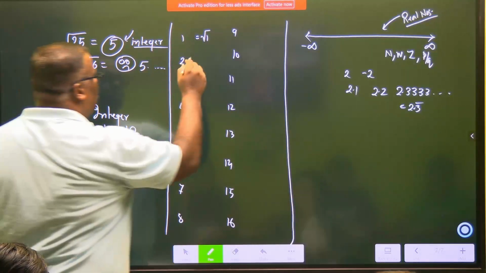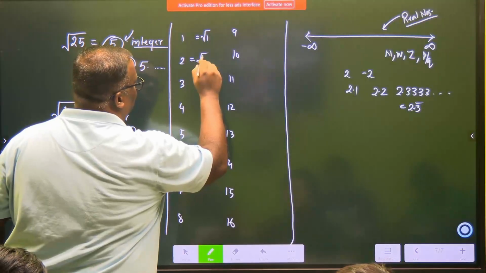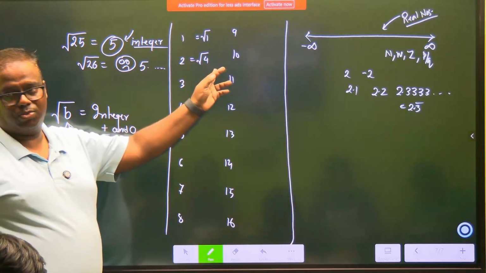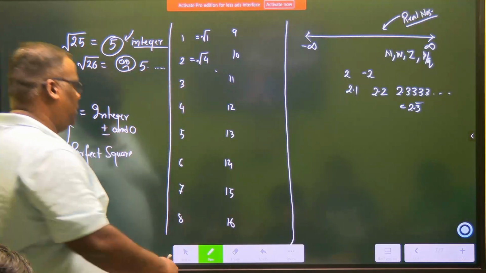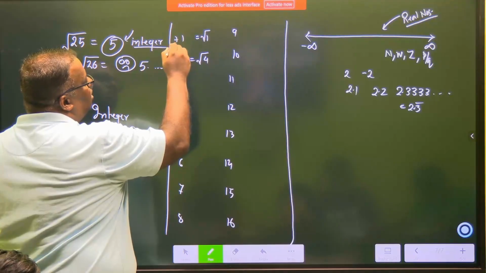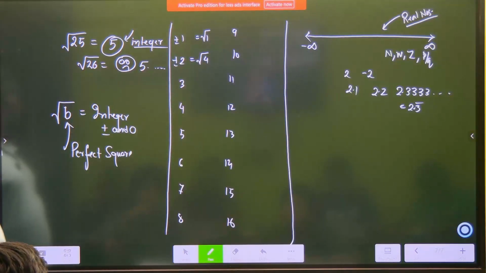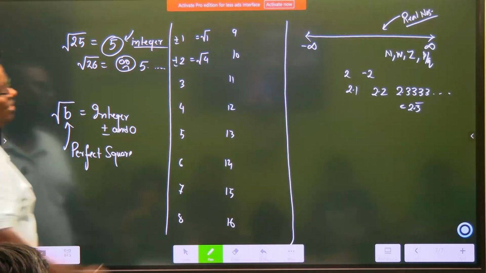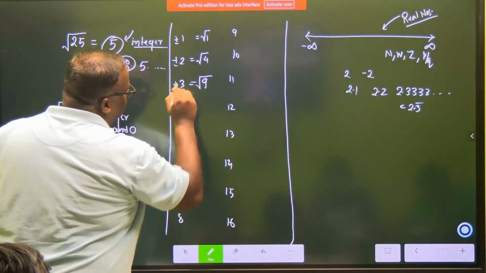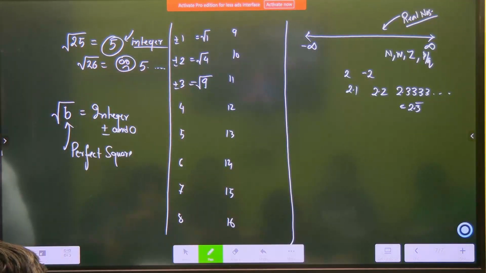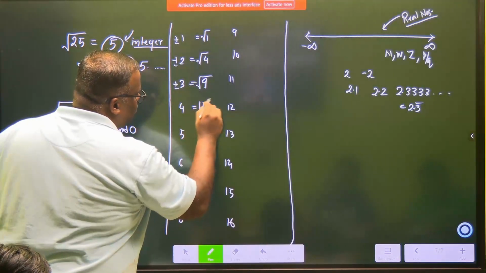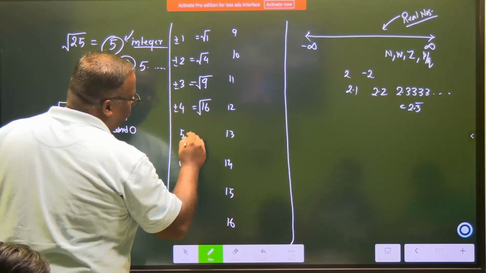If you square up 2, how much do you get? 4. So 4 is a perfect square. Why is 4 a perfect square? Because now we'll add the plus minus also. It's getting interesting now. Then 9 is a perfect square because root of 9 is plus minus 3. 16 is a perfect square because root of 16 is plus minus 4.